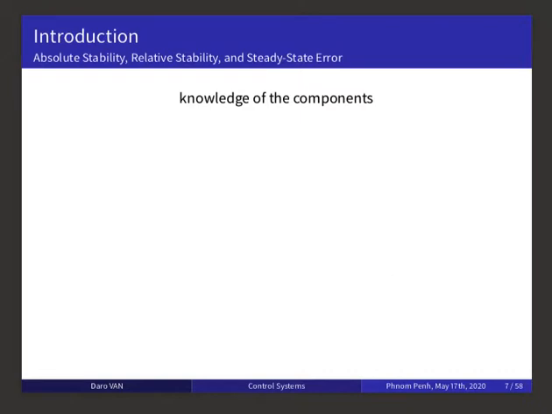In order to design any controller or do analysis, we need to have knowledge of the components. For example, we need to know what kind of sensor to be used. We need to know the dynamic behavior of the plant, or of the system, and what kind of actuator we should use in the system. From that, we'll understand the dynamic behavior of the system.